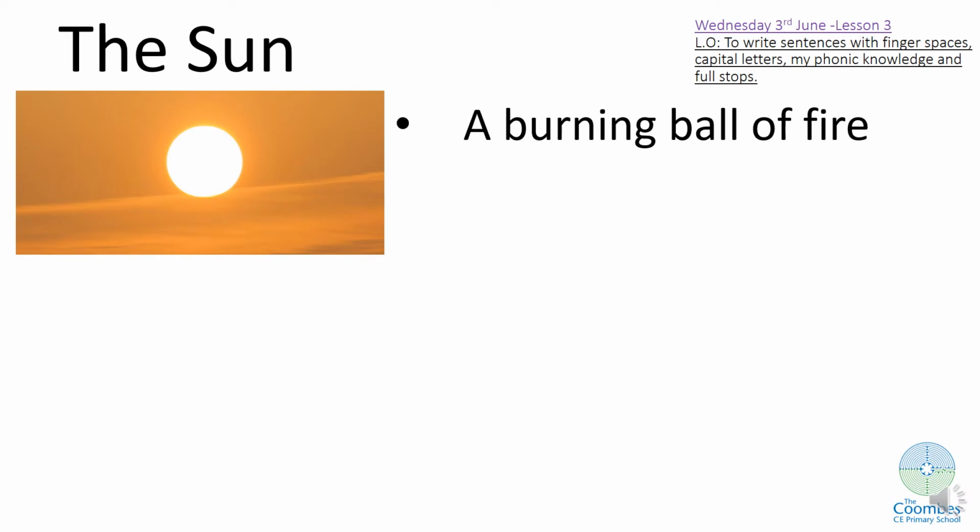It is a burning ball of fire. So the sun is a big, big star, and it's basically a really, really big ball of fire that is burning. And that's why we get a lot of heat from it, and that's why we have a lot of light coming from it.